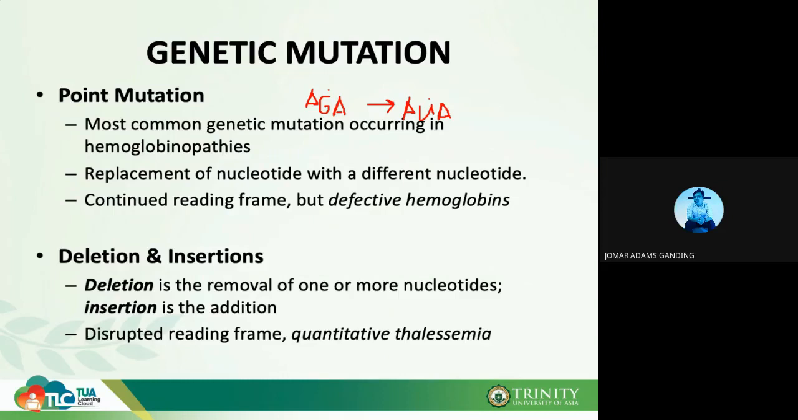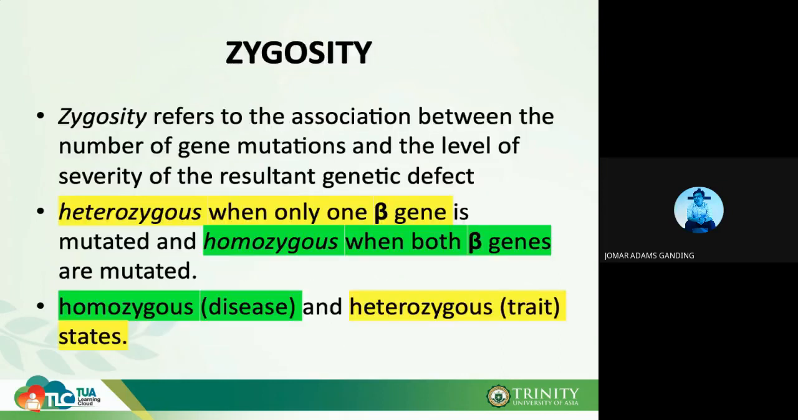Okay. Since we are talking about genetic mutation, it's also rightful for us to talk about zygosity. Okay, in zygosity, this refers to the association between the number of gene mutation and the level of severity of the resultant genetic defect. So, anong ibig sabihin natin dito, sir? Okay, zygosity refers to the kung ilang gene, the number of gene that is mutated. Because the number of gene mutated would directly affect the severity of your symptoms, okay? The severity of your symptom.